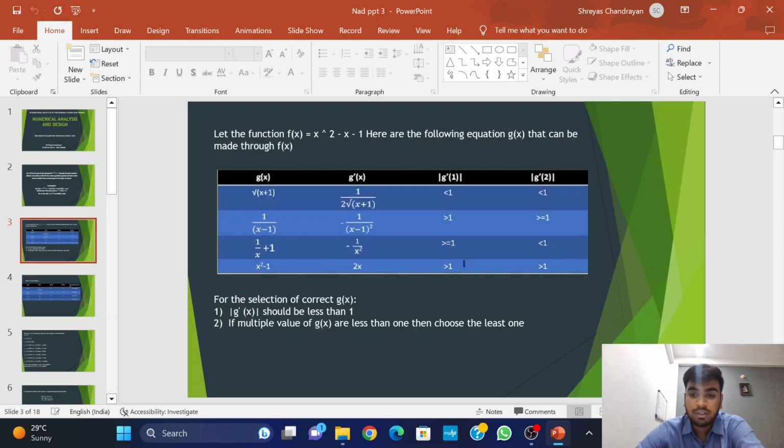So we can take equation g(x) that can be made through f(x). The possible equations g(x) that can be made through f(x) are given in this table, where g(x) is equal to root of x plus 1, g dash x is equal to 1 upon 2 root x plus 1, where g dash 1 is less than 1 and g dash 2 is less than 1. For the selection of the correct g(x), g dash x should be less than 1, and if multiple values of g(x) are less than 1, then choose the least one.